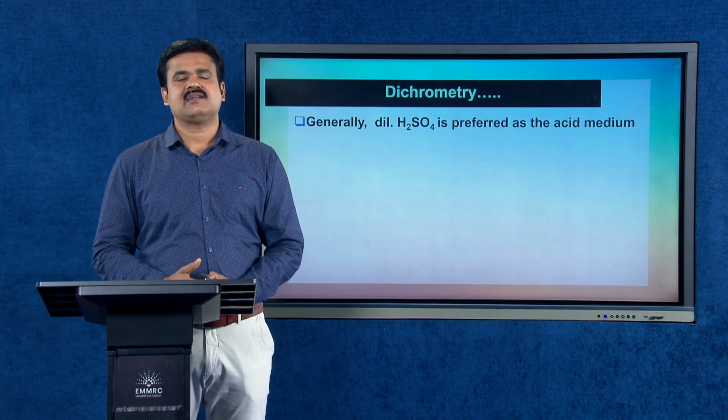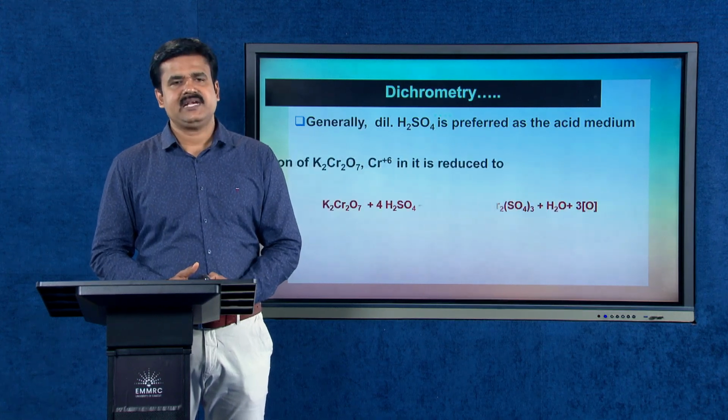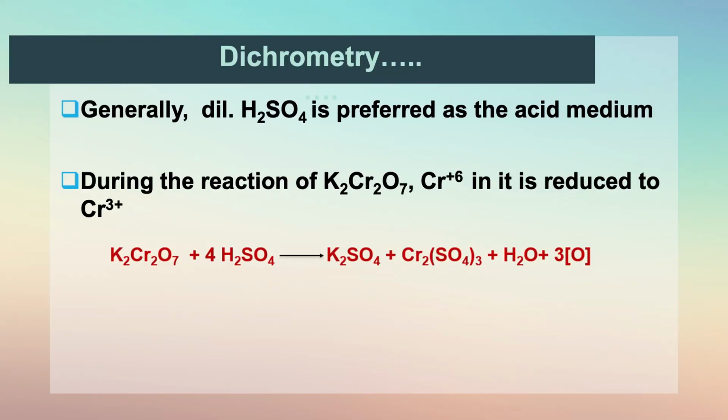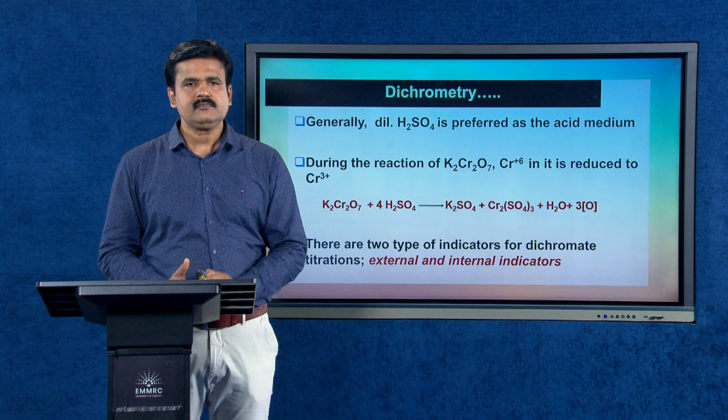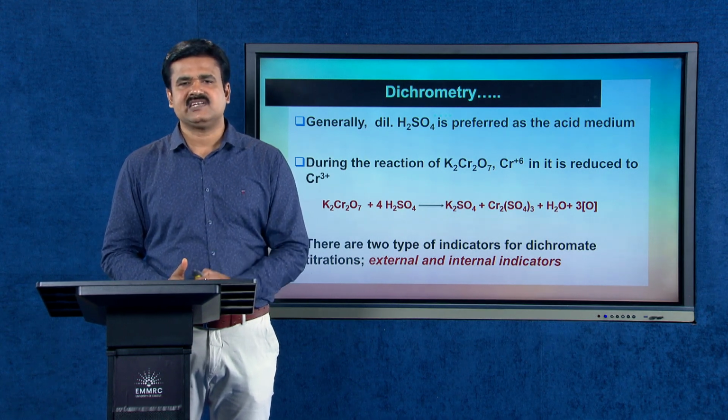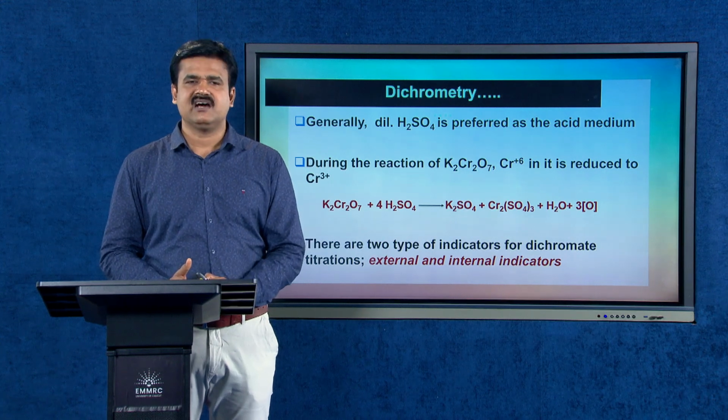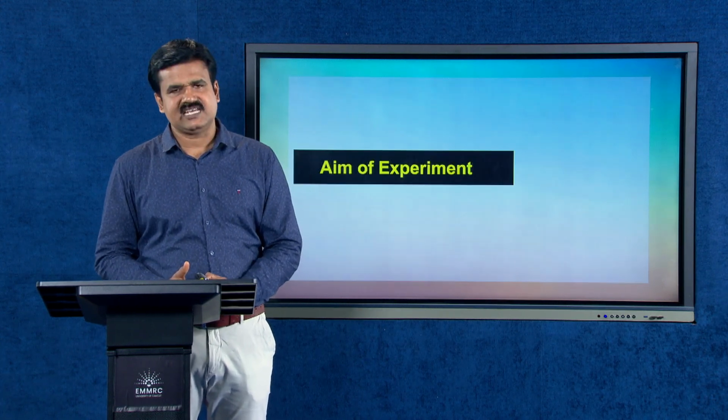Generally, dilute sulfuric acid is preferred as the acid medium. During the reaction of K2Cr2O7, Cr+6 in its original state is reduced to Cr+3. This is the reaction responsible for the oxidizing nature of potassium dichromate in acidic medium. That is, K2Cr2O7 + 4H2SO4 produces K2SO4 + Cr2(SO4)3 + 4H2O + 3[O]. There are two types of indicators for dichromate titrations. They are external and internal indicators.